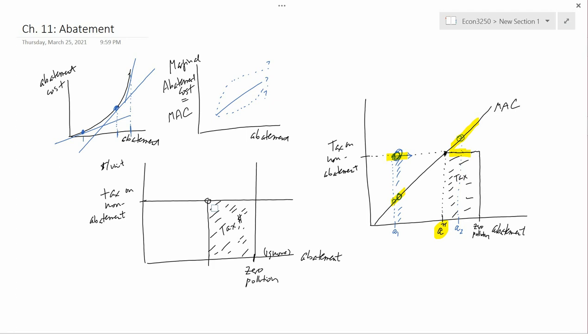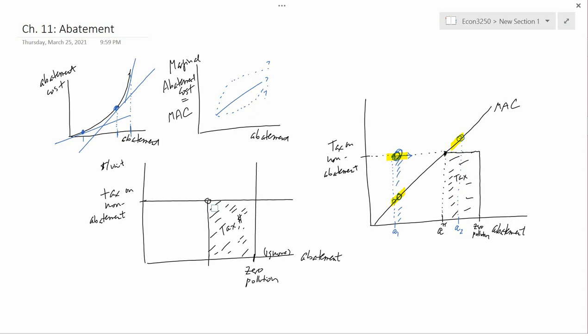Okay, let's think about it this way. Where is abatement cheaper than paying the tax? To the left of A pi, abatement is cheaper than paying the tax, so you ought to abate. But to the right of A pi, abatement is more expensive than paying the tax, so you ought to pay the tax. And these considerations prove that A pi is where the firm wants to go.